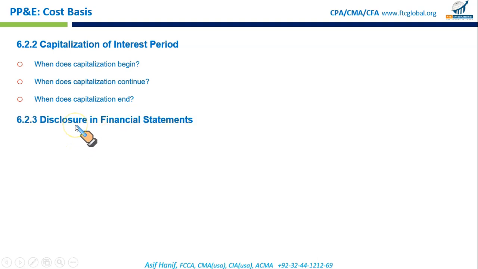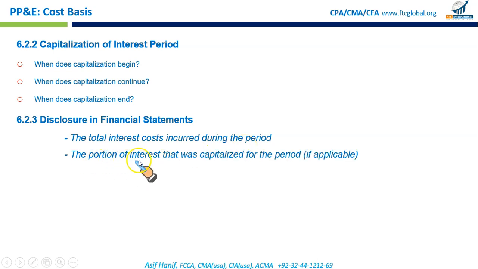Then finally, disclosures in financial statements. What do we need to disclose? The total interest cost incurred during the period and the portion of interest that has been capitalized for the period, if applicable.